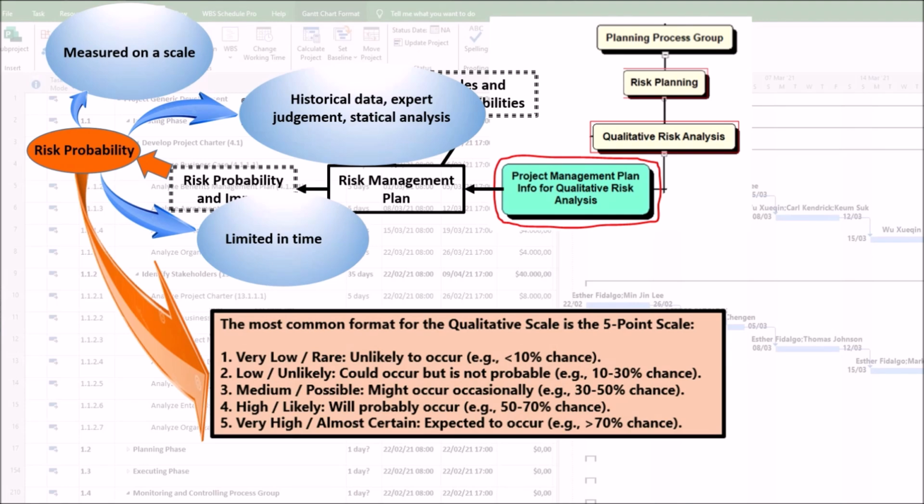Third, medium or possible, might occur occasionally, for example, 30 to 50% chance. Fourth, high or likely, will probably occur, for example, 50 to 70% chance. Fifth, very high or almost certain, expected to occur, for example, greater than 70% chance.